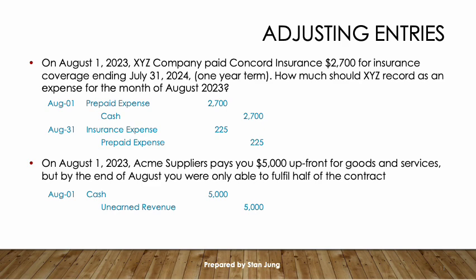And so now then, at the end of August, we've only been able to complete half the contract. And so that's how much revenue we will recognize at the end of the month. We're going to debit or reduce the unearned revenue account, so our liabilities have gone down, and we're going to credit revenue. And that the August 31st transaction is the actual adjusting entry.